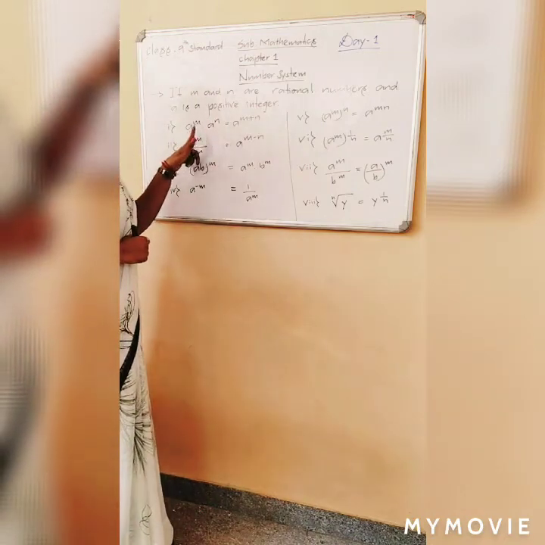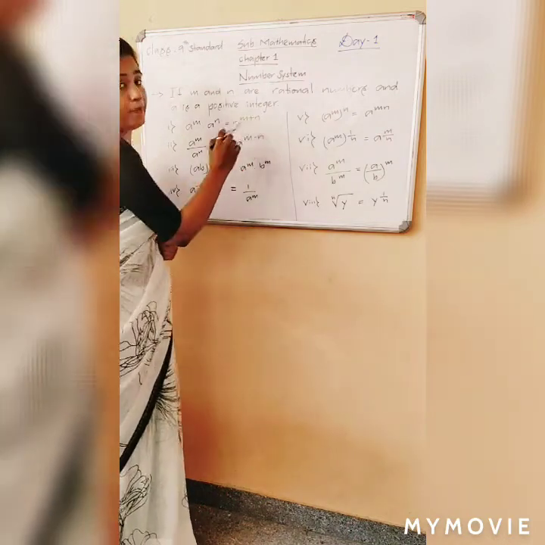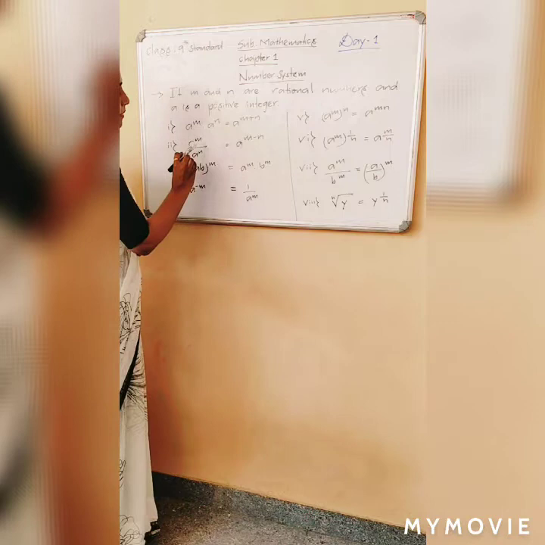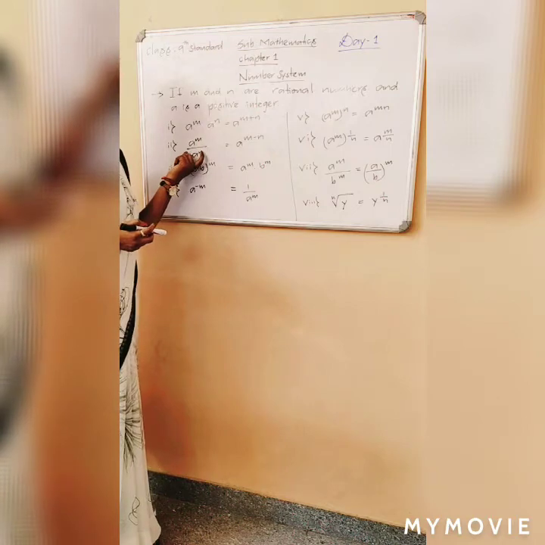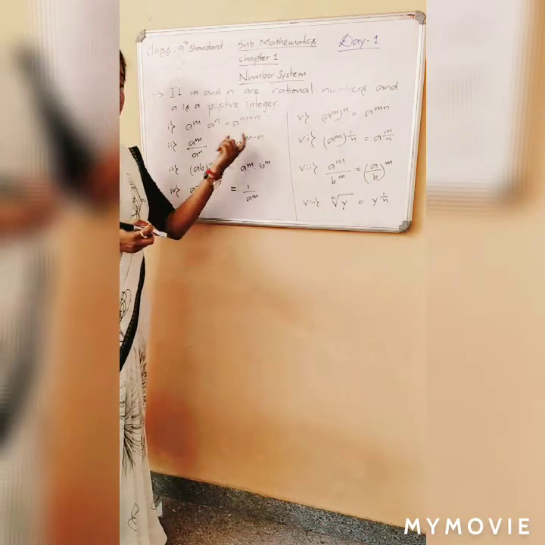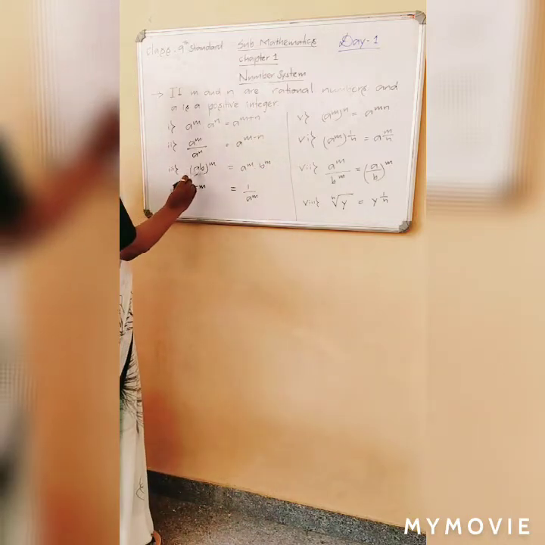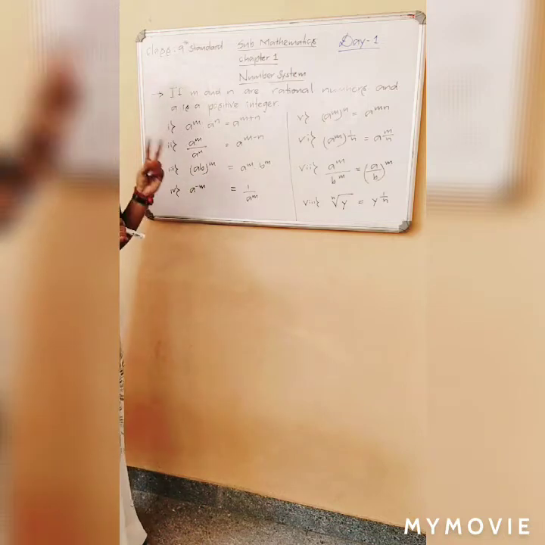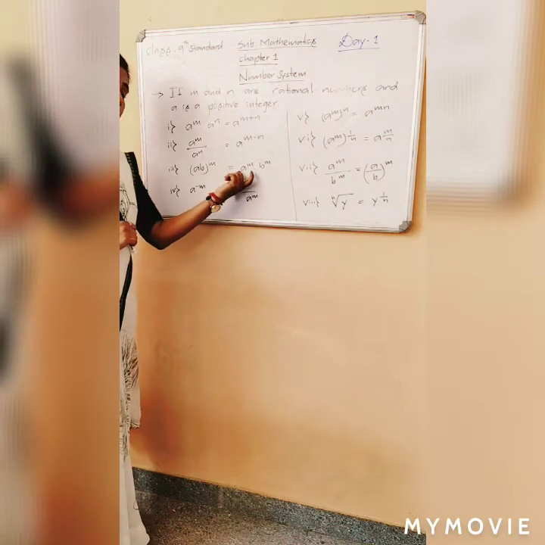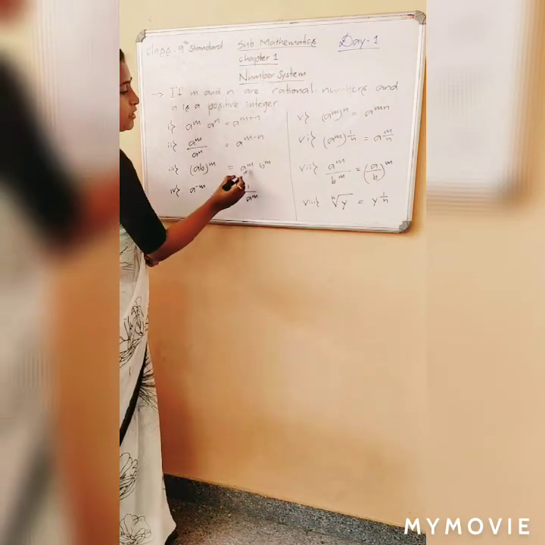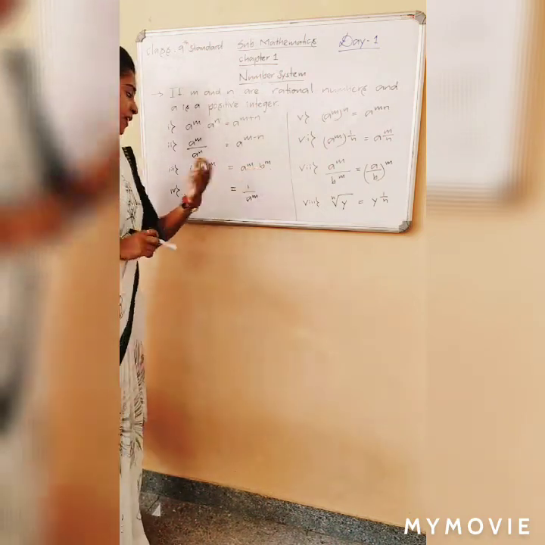If you have the same base, then the powers of the same base are going to be added. That is a power m plus n. In the same way, a power m by a power n. Since we have the same base, but here we have the division of the powers, the powers are going to be subtracted. That is a power m minus n. In the same way, a into b whole power m. If you observe, we have two different bases, therefore the power is applied to both bases. That is a power m into b power m.